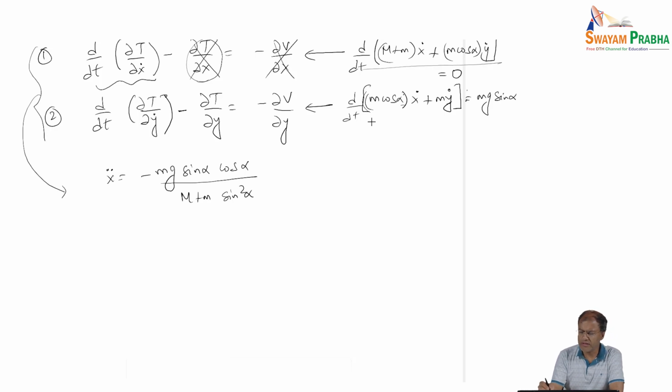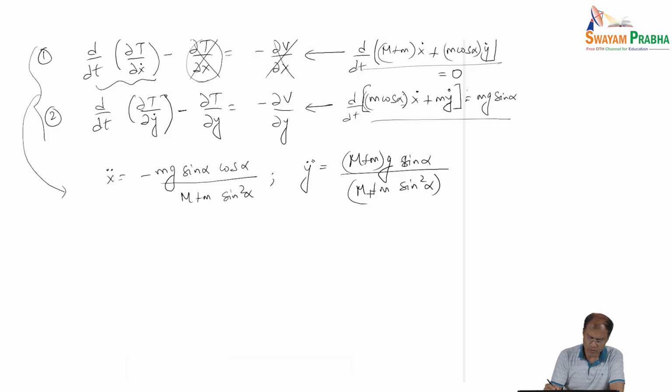We solve these two equations. Essentially the unknowns of the problem here are x and y. We have found the equations in terms of x double dot and y double dot. We can integrate them, but we don't want to integrate here because the question asks us to find just the acceleration. So I'm just giving you the answers here. So y double dot is (M plus m) times g sine alpha divided by (M plus m sine square alpha), and those are my accelerations.